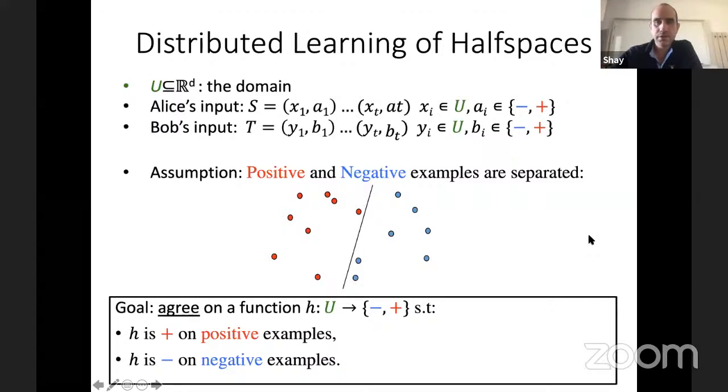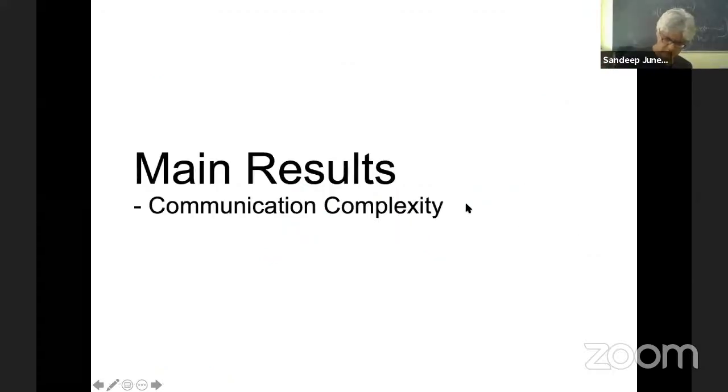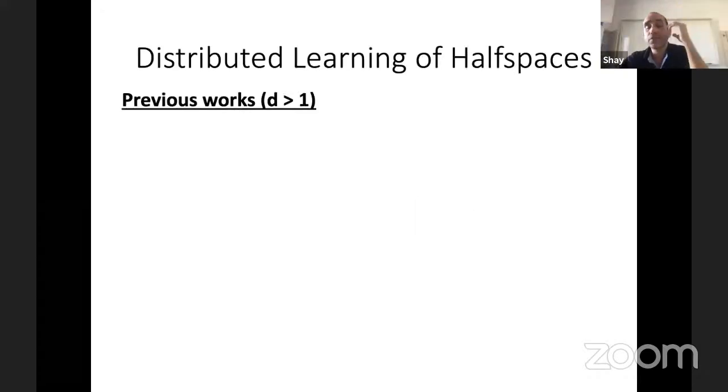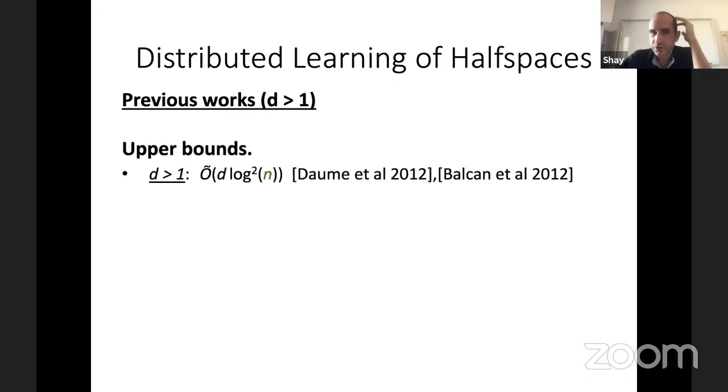Okay. Let's continue. So let me now state the main results, and some open questions already, actually, because you will see the results are not tight. So let us first consider the problem of distributed learning of half spaces. So previous works, and I only consider here dimension greater than one, so at least two.